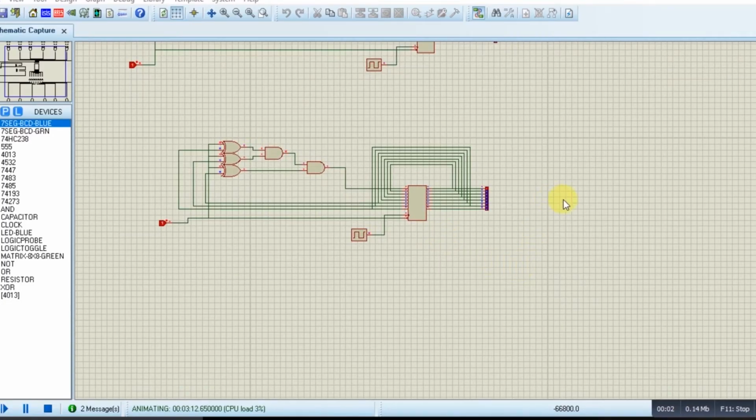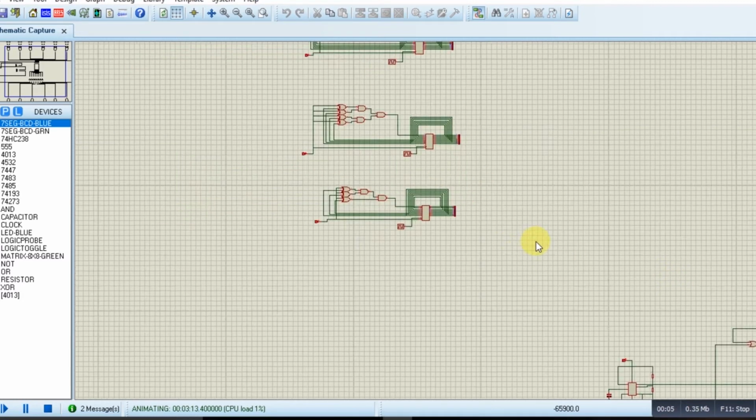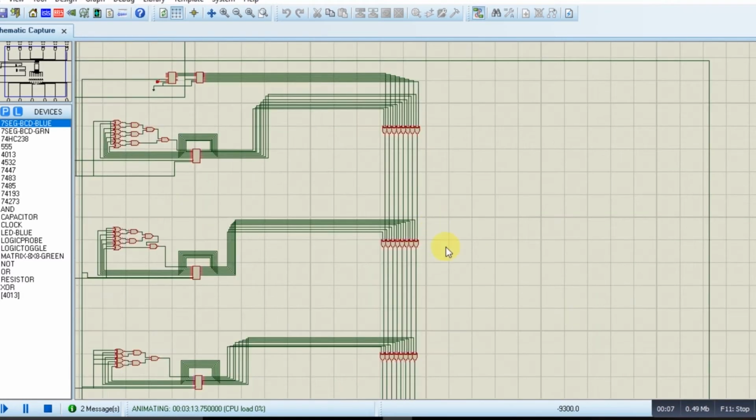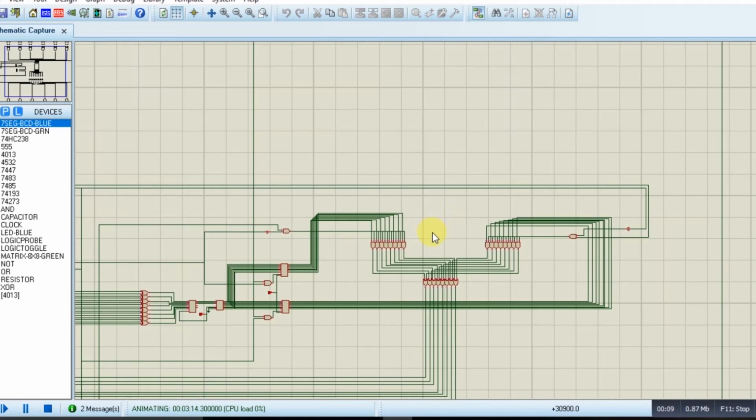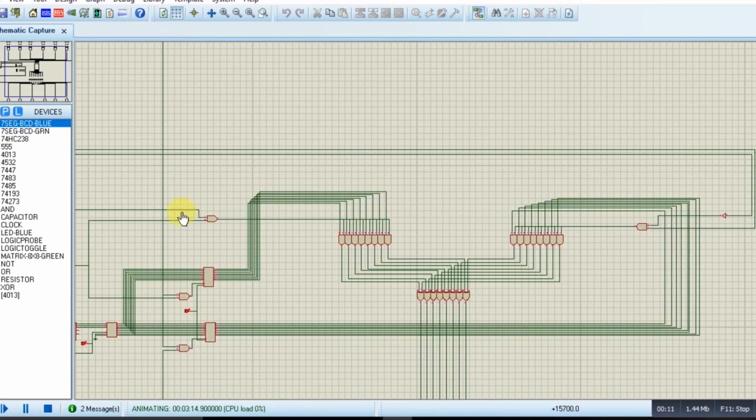Now let us move towards the second portion of the circuit. This one is our memory storage unit. Whenever we change the direction of the snake, this unit stores the memory of the previous propagating direction.